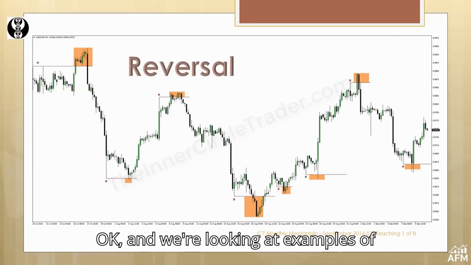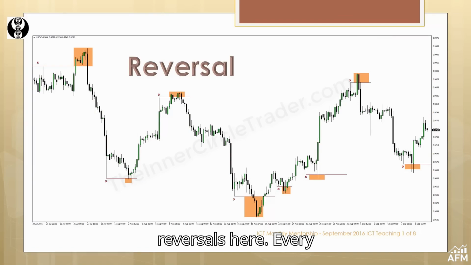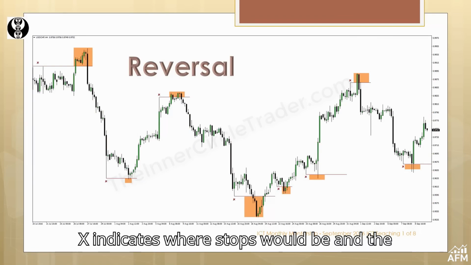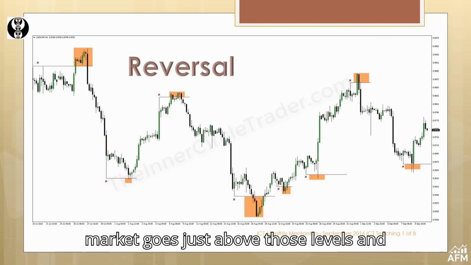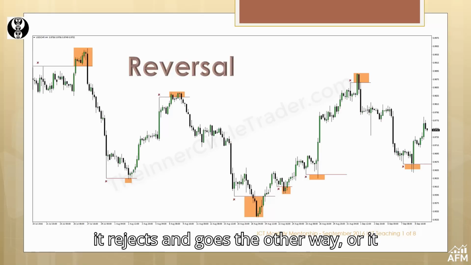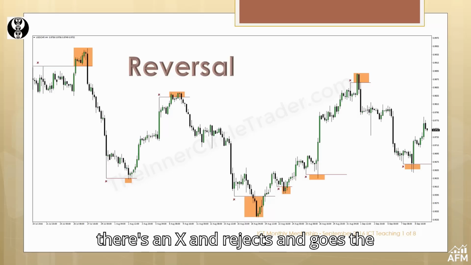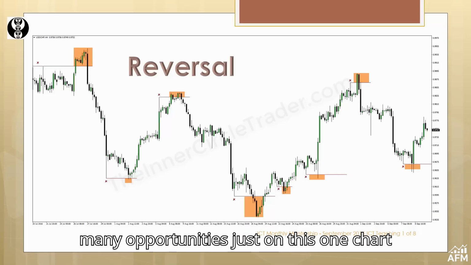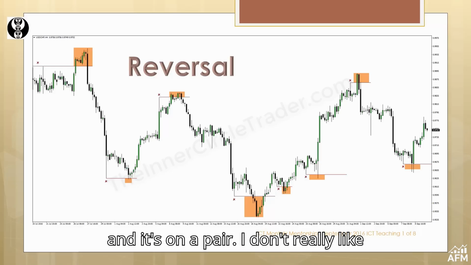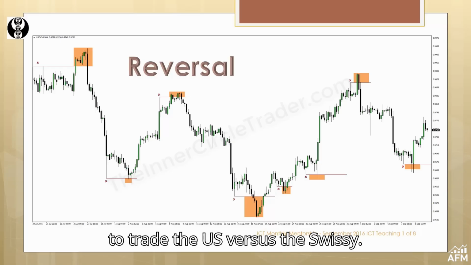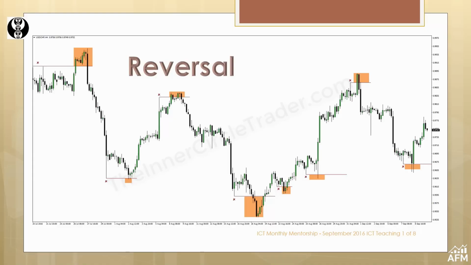Okay, and we're looking at examples of reversals here. Every X indicates where stops would be, and the market goes just above those levels and then rejects and goes the other way, or it goes just below those levels where there's an X and rejects and goes the other way. Look how many times there's so many opportunities just on this one chart, and it's on a pair I don't really like to trade, the US versus the Swissy.